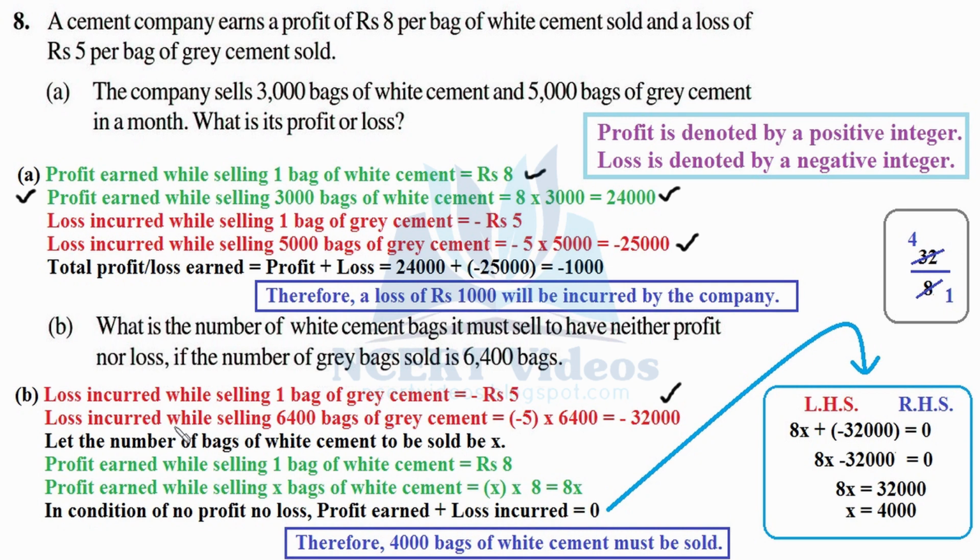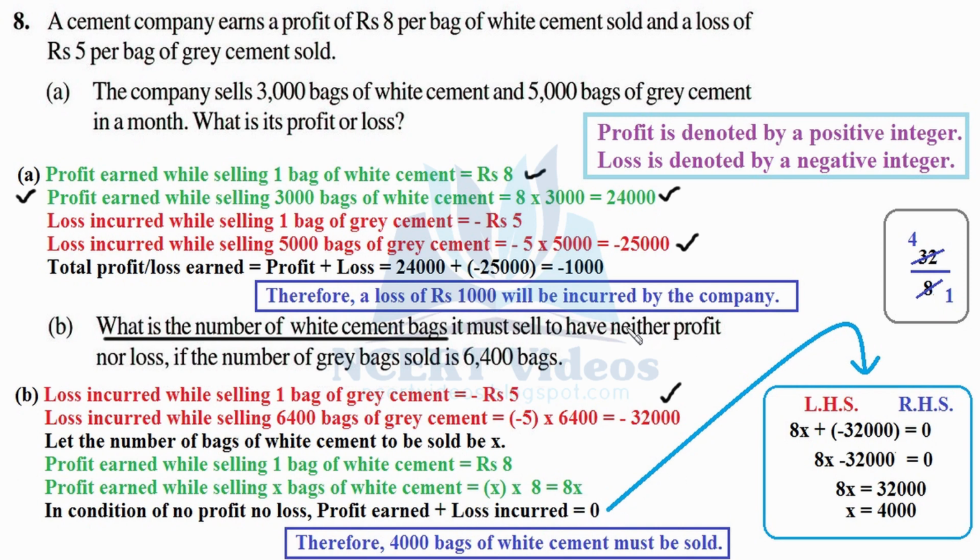Now we will take the number of bags of white cement to be x, because we don't know how much quantity it sold of white cement. But we know that profit earned while selling 1 bag of white cement is 8. Now we will multiply it, that is 8 into x. It will give us profit earned by selling x bags of white cement. Now we will fit it to our condition. In the condition of no profit, no loss, it means the sum will be 0.